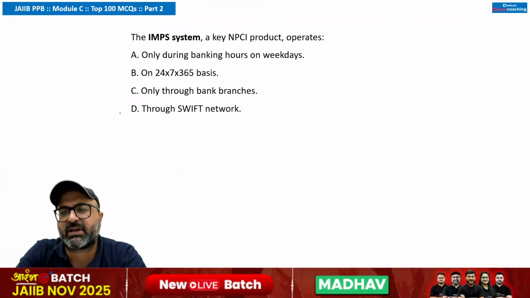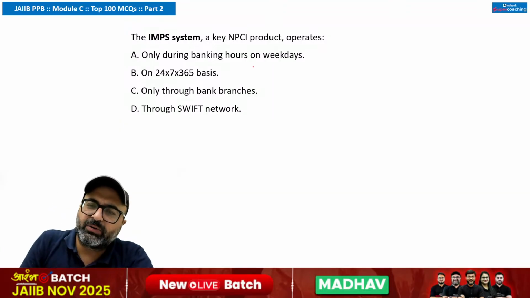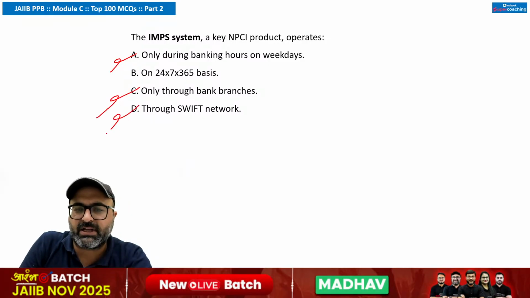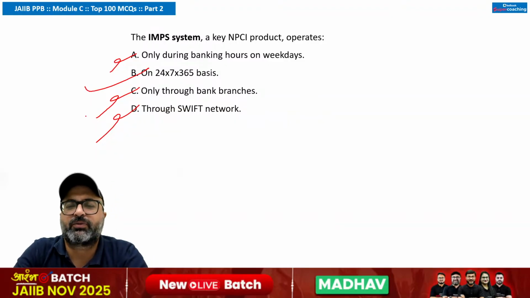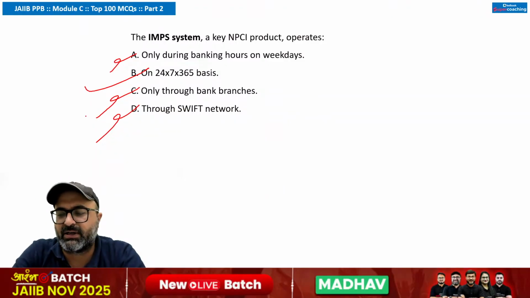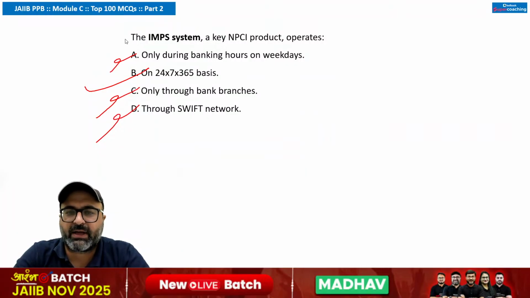Next, the IMPS system, a key NPCI product, operates only during banking hours? No sir. Only through bank branches? No sir, it is available through internet banking. It is done through the SWIFT network? Not required. It is a 24/7, 365-day transaction system provided by NPCI, where you can transfer funds instantly. It is again a real-time settlement like RTGS, but in this case you can transfer even 0 plus, in comparison to RTGS, which is for a minimum of 2 lakh rupees. Okay, let's move on to the next question.